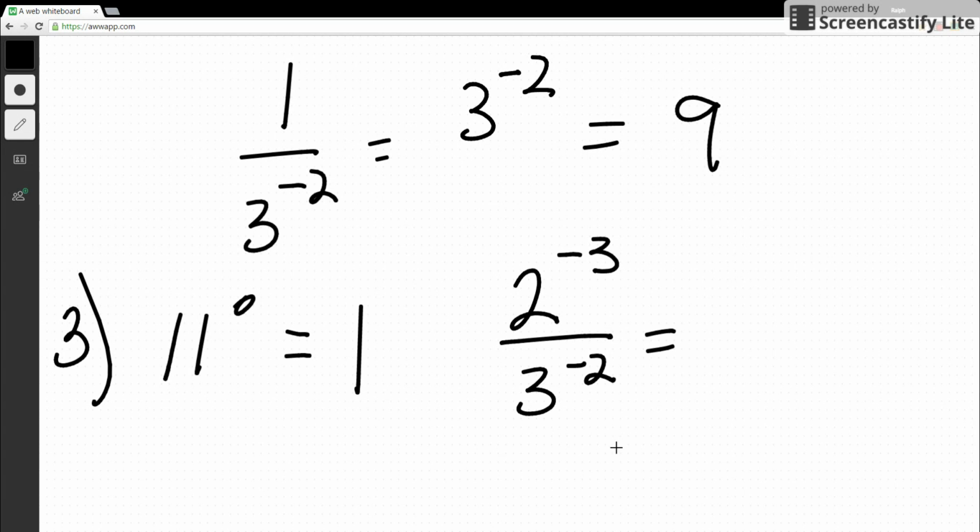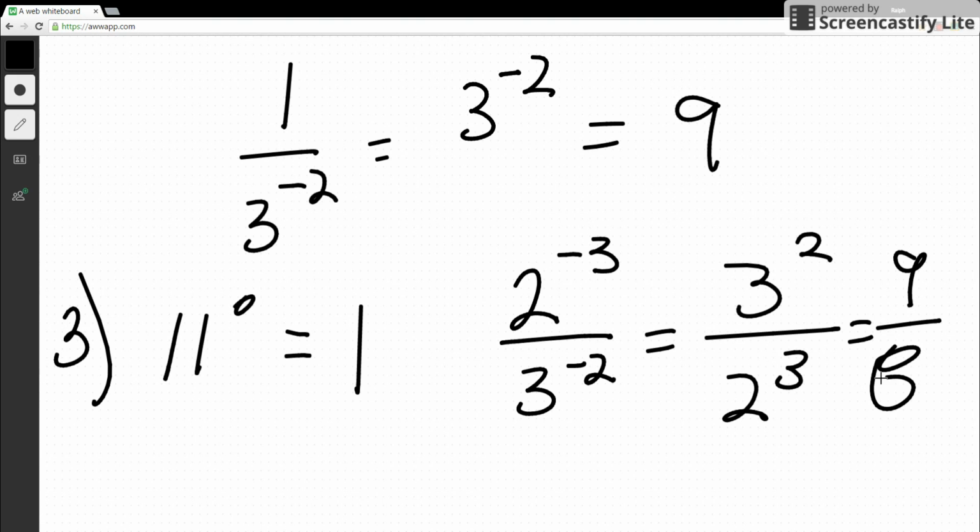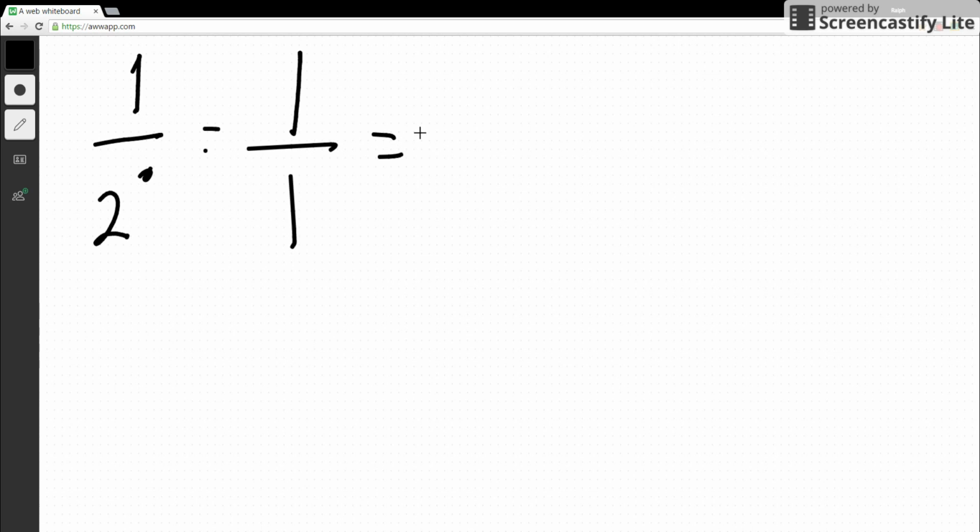If I was to work this out, this would go to the top and this would go to the bottom. And then I get 9 over 8, which does not reduce to 1. So the first one does. And the last one is 1 over 2 to the 0. That means the bottom turns into 1, and so that does equal 1.